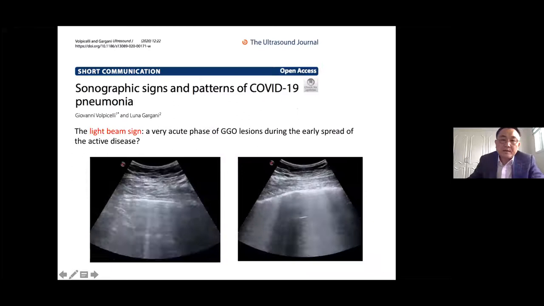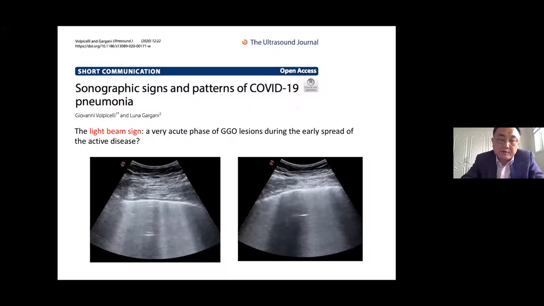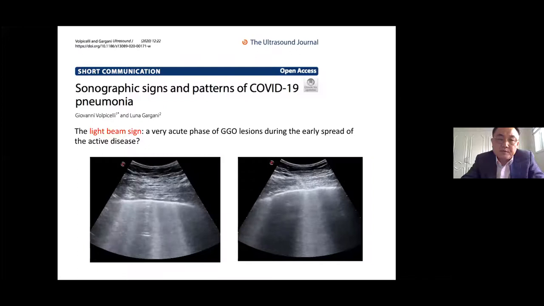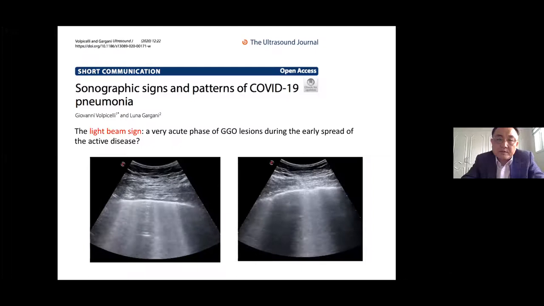I'll just tell you about a newly named sonographic sign, the light beam sign. You can see the light beam sign here. It shows alternating B lines, an on-off pattern along with the respiration. It could be the very acute phase of a GGO lesion. The group reported that most of the COVID-19 pneumonia patients show these findings, but it has not yet been published.